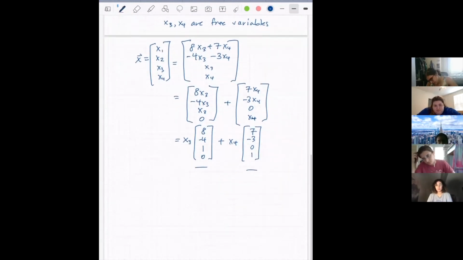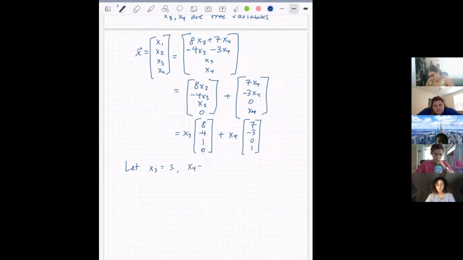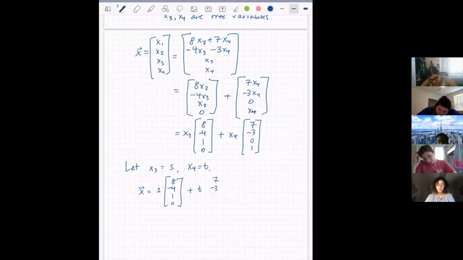Just to make this a little bit more clear, or in my mind it's a little more clear, if we replace x3 and x4 with s and t, then we get s times this vector 8, minus 4, 1, 0, plus t times 7, minus 3, 0, 1, where s and t are real numbers.